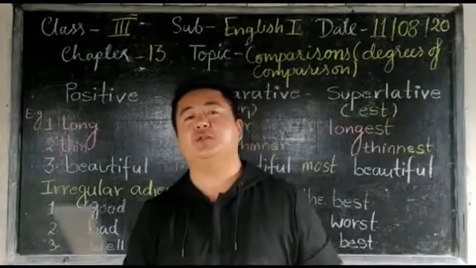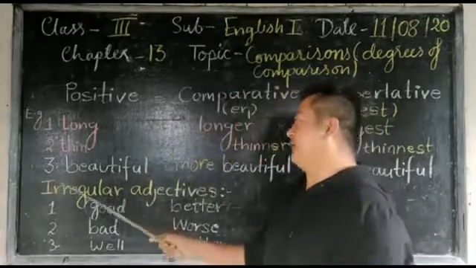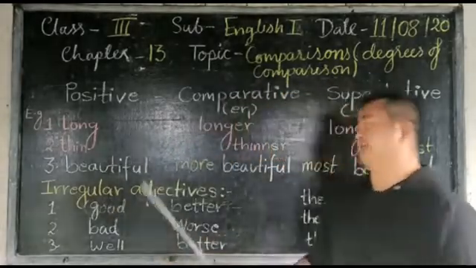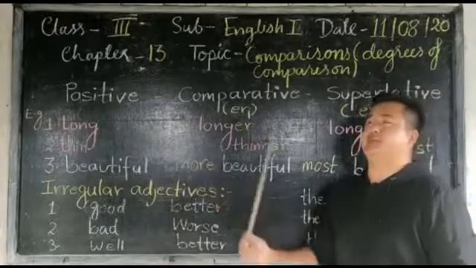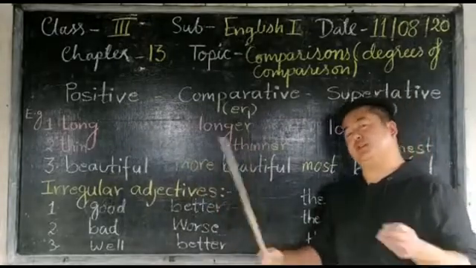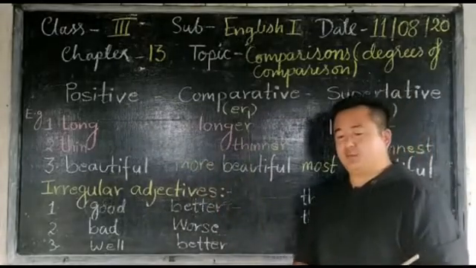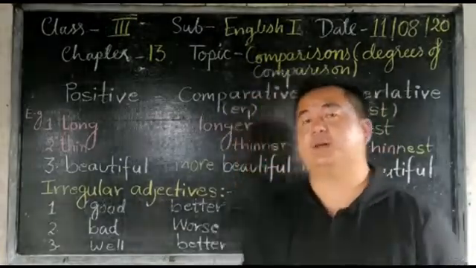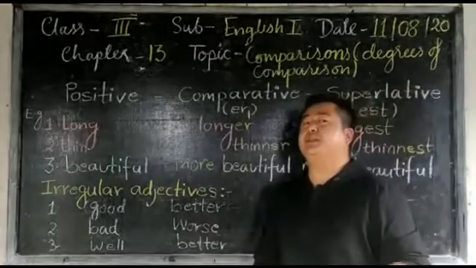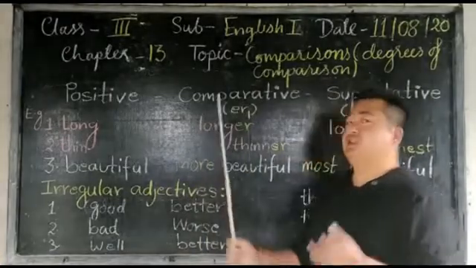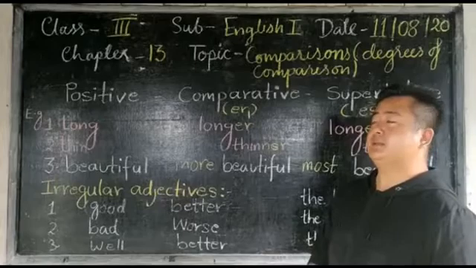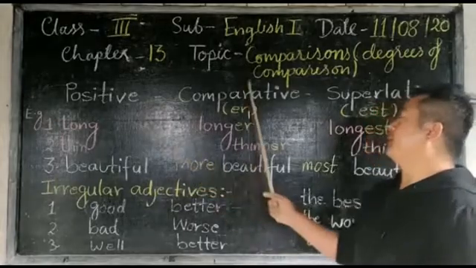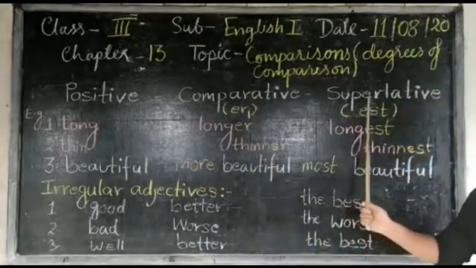So there are many other words that are irregular adjectives. They don't take this form. They tend to be different in form. So let us recapitulate what we have learned today. Today we have learned about degrees of comparison, and there are mainly three degrees of comparison. There are positive, comparative and superlative.